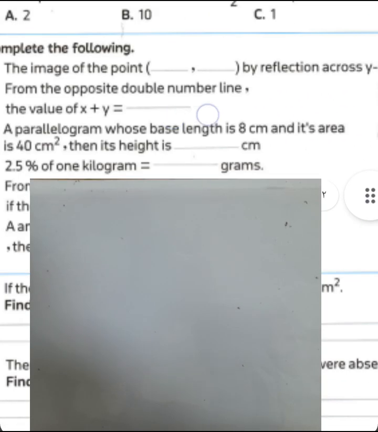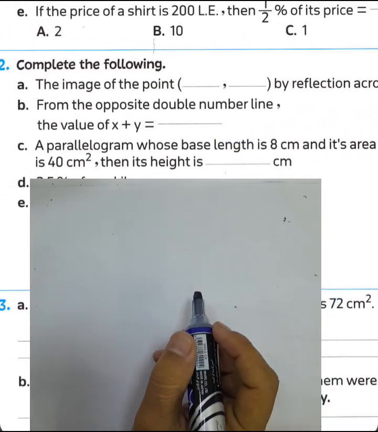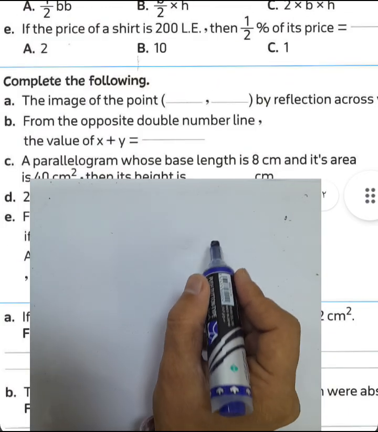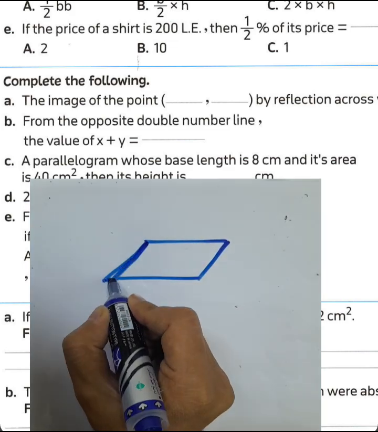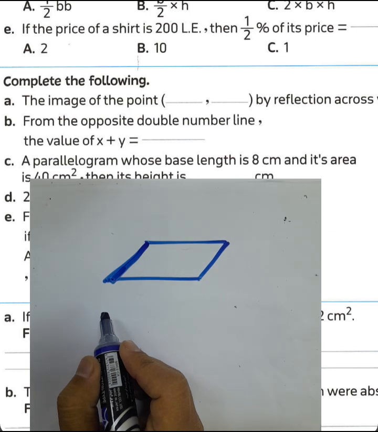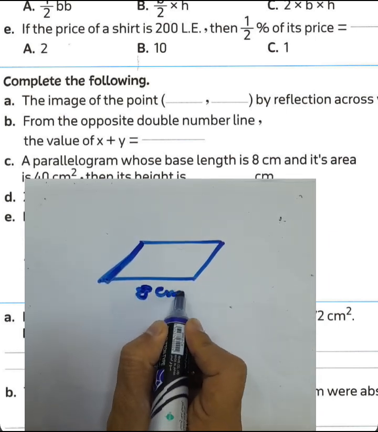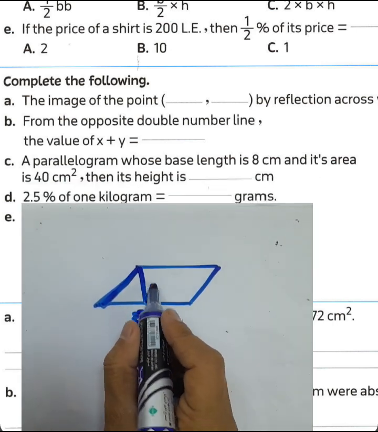Okay, this is the next question. A parallelogram whose base length is 8 centimeters and its area is 40, then the height equals blank. We have a parallelogram, and the base was 8 centimeters, and I want to find the corresponding height here.